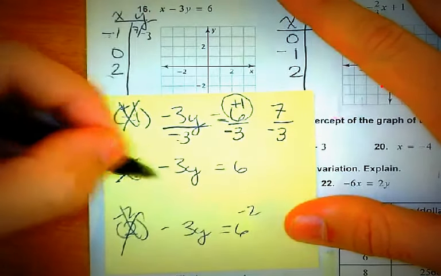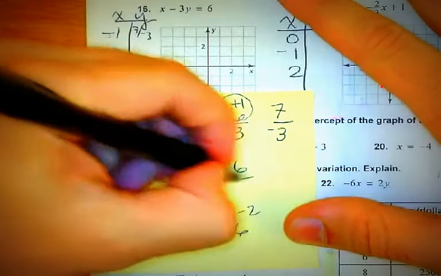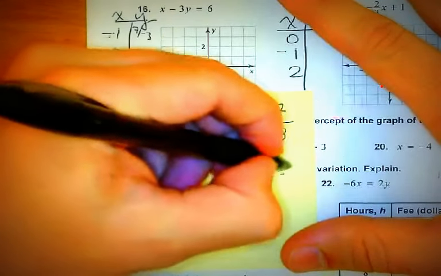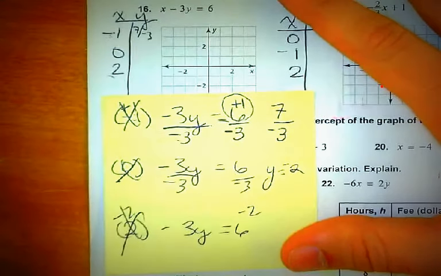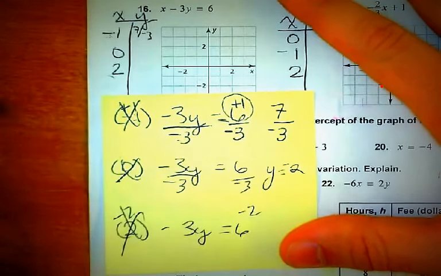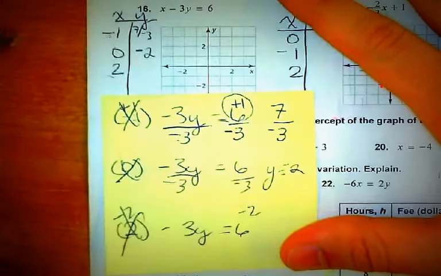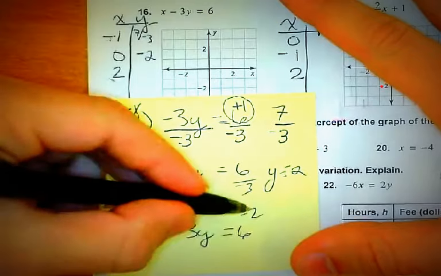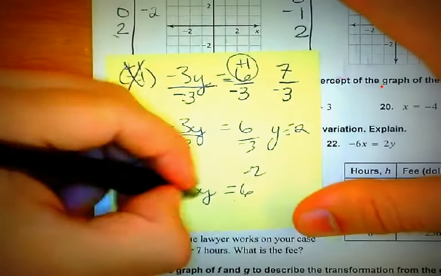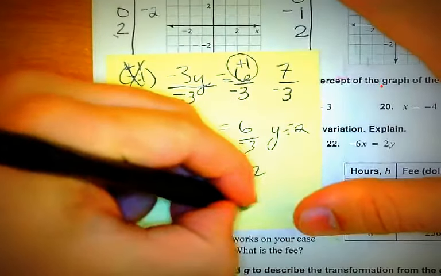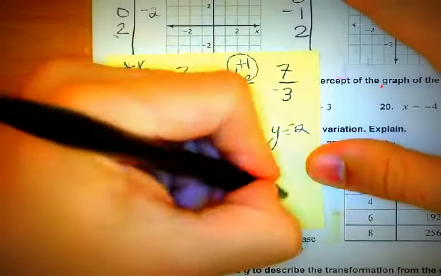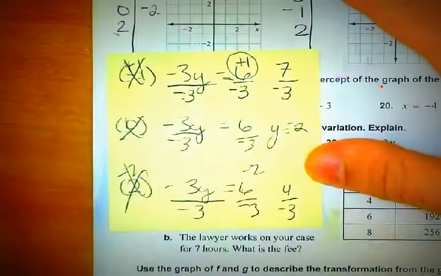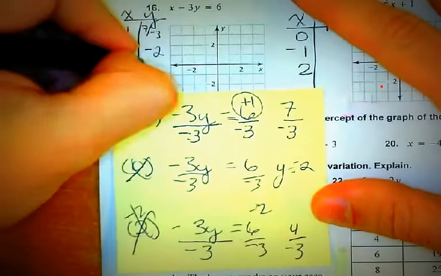Now let's look at the next one. We're going to divide again by -3, and that gives me that y equals -2. So -2 goes here. Now if we put a 2 in this equation, we have 6 minus 2. 6 minus 2 is 4. And then again, we divide by -3. So this is 4 over -3.